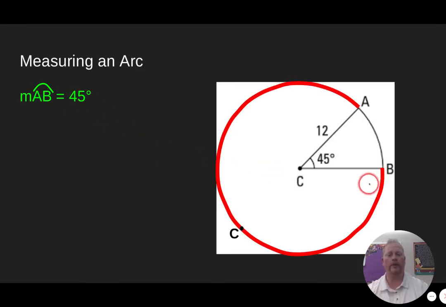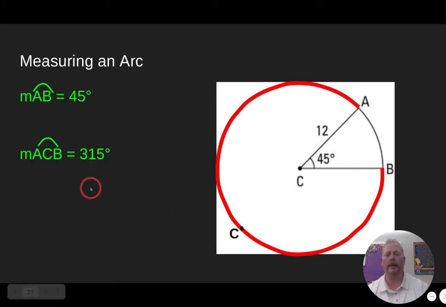Now if I were to do the major arc, so starting at point A, going all the way around to point C, and then ending up at point B, here's what I would do. I would say the measure of arc ACB is 315, because if from A to B is 45, the major arc is the rest of the 360 degrees. So 360 minus 45 is 315.